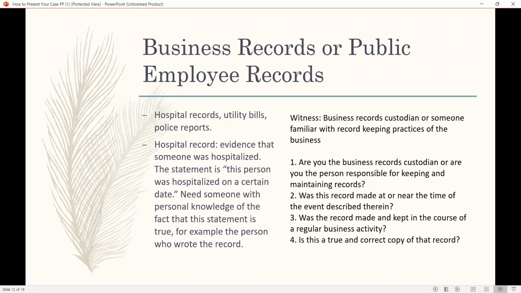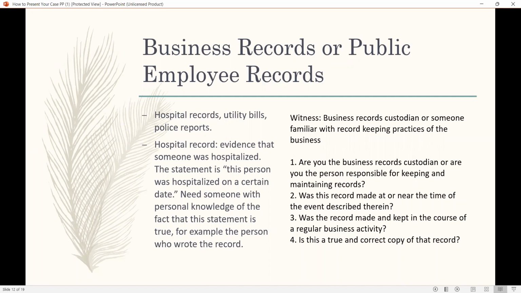It's known as the business records exception, which was briefly mentioned earlier. And that's where you have the custodian of records or somebody who's familiar with the record keeping practices of that business. In this case, let's say a hospital. They're your witness. So they can either come to court. We'll talk about an alternative method in a little bit, but ideally they would be coming to court and you'd be introducing the record through that witness.